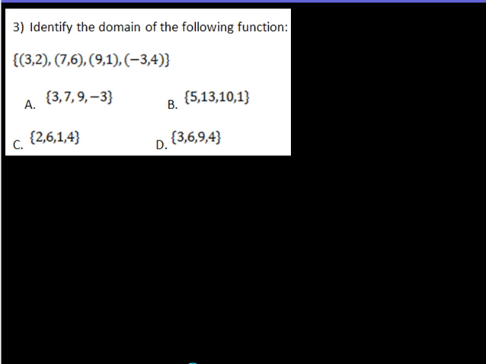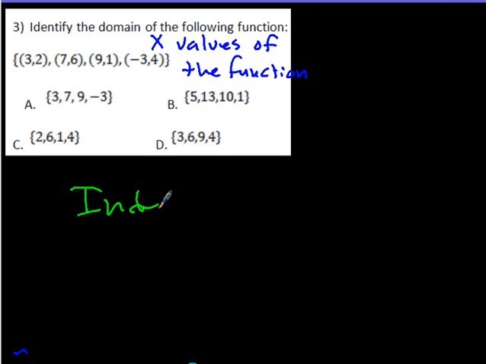And domain is the x values of the function. Just wanted to rewrite that. It looks a little better. Anyway, x values, really, it's the independent variable values, and so it just doesn't have to be x.